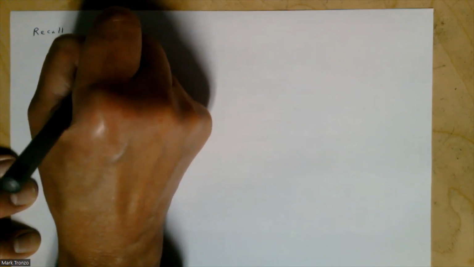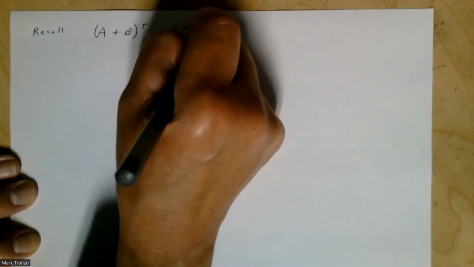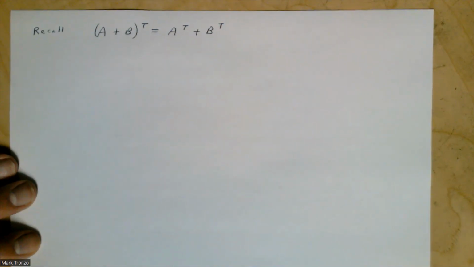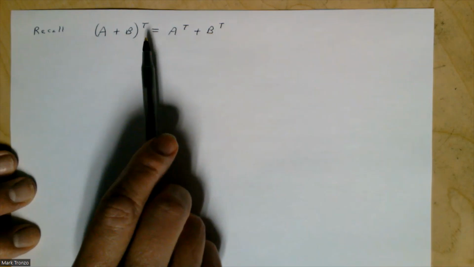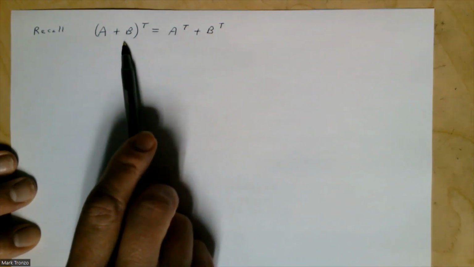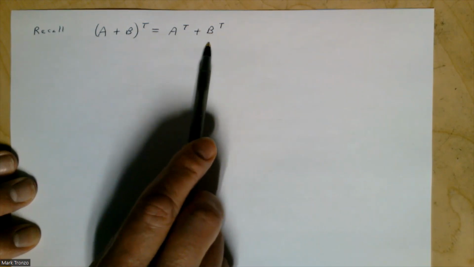Next, we want to consider the transpose of a matrix. And remember, the transpose is when you interchange rows and columns. And so we'll have to recall a few things about transpose. Recall that if you have A plus B transpose, that's going to be equal to A transpose plus B transpose. That's an unusual property of the transpose. Very few other properties of this type have this relationship.